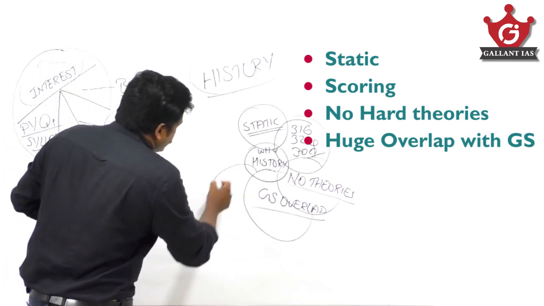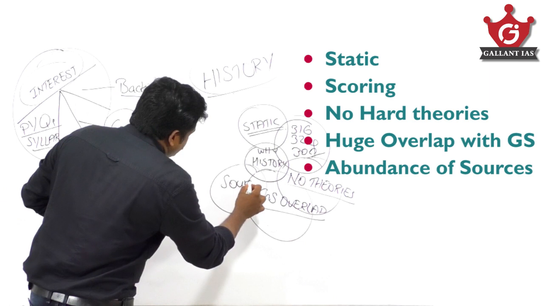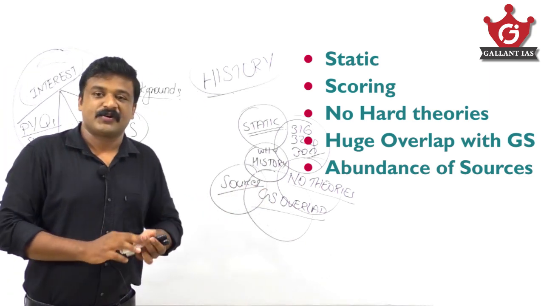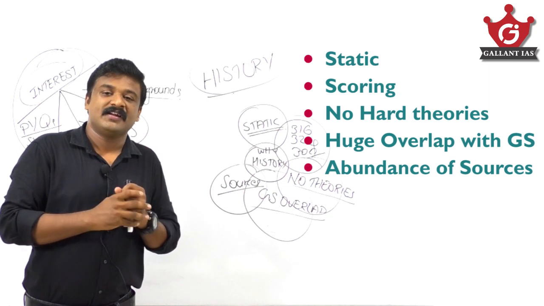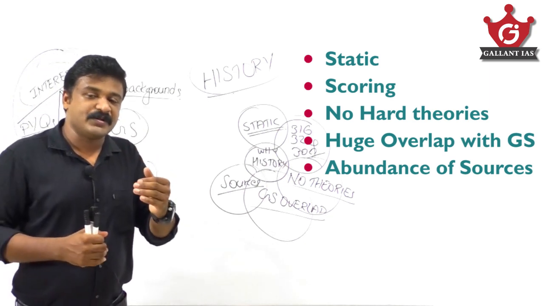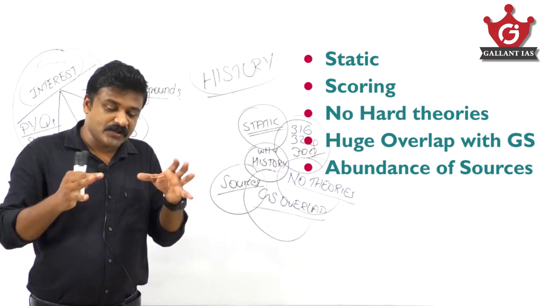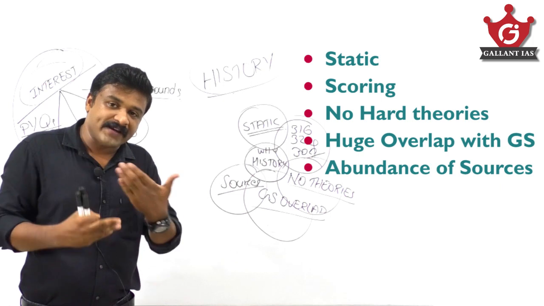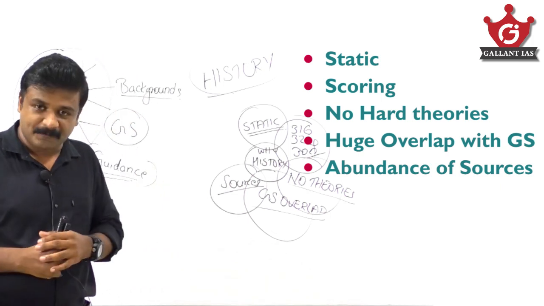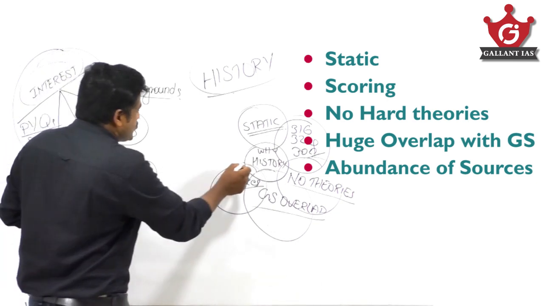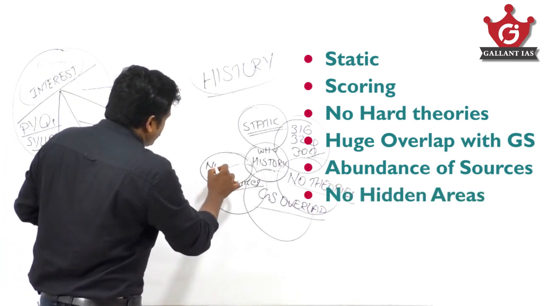Let me tell you, sources are available. There are lots of sources available for history. This is an optional which has lots of sources, but here our strategy has to be limiting sources, and within that limited time, within 4 months, we have to finish the entire syllabus. We have to do maximum revisions and maximum answer writing practice. Many sources are available, and there are no such hidden areas.